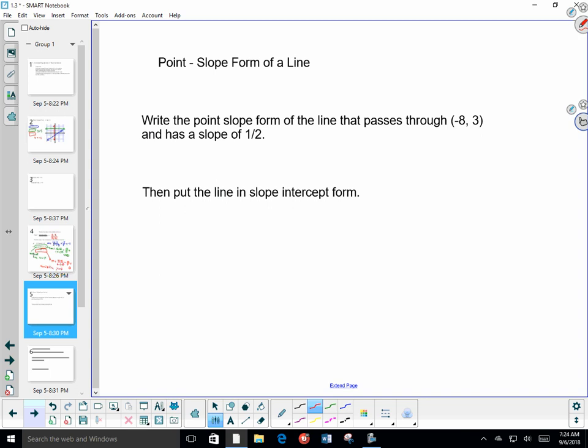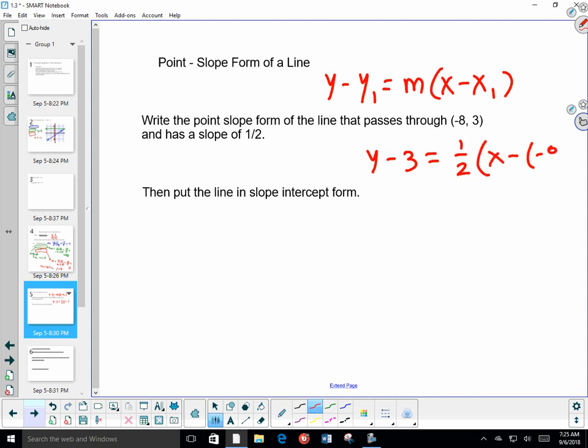All right, let's take a look at the point slope form of a line. Write the point slope form of a line that passes through -8, 3 and has a slope of 1/2. So the point slope form is y minus y1 equaling m times x minus x1. And so if we're going to do that here, we can do y minus 3 equaling 1/2 as our slope, and then x minus a -8.